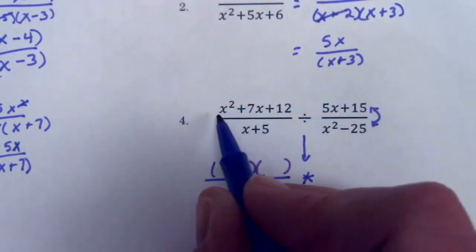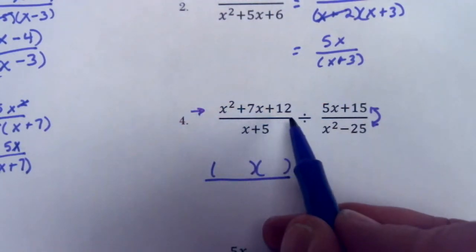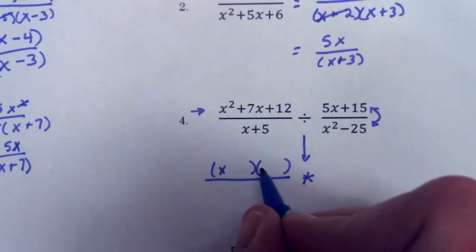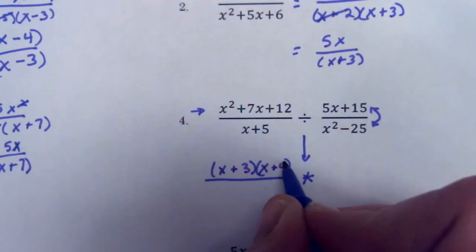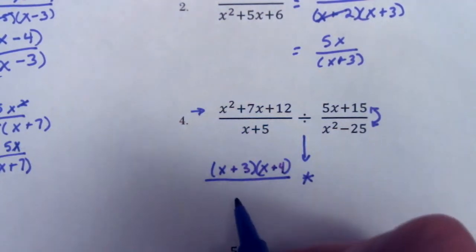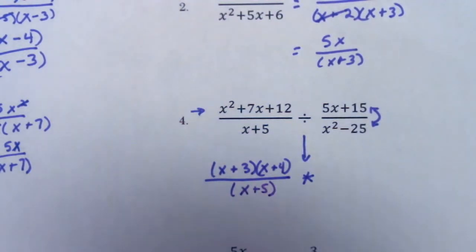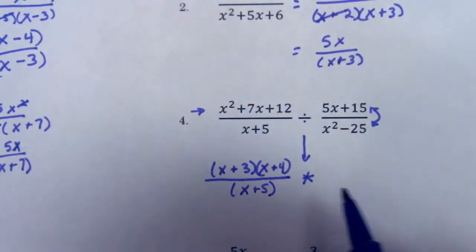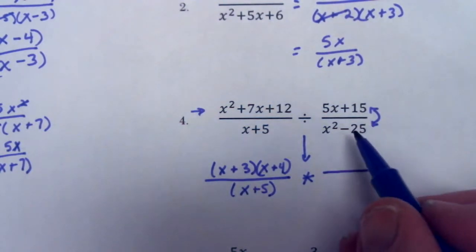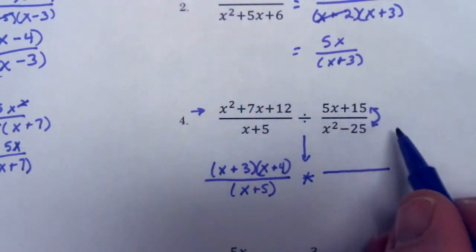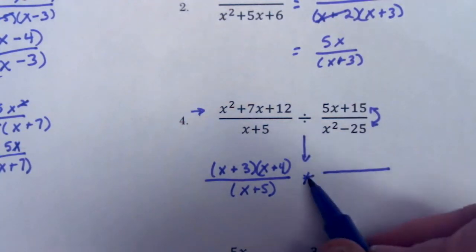Factoring the numerator here, that x squared plus 7x plus 12. Put the x's in, then two numbers that multiply to be 12 and add to be 7 are 3 and 4. So that factors into x plus 3 times x plus 4. In the denominator, I'm still going to have an x plus 5. See how I add the parentheses? It reminds you that the x plus 5 represents one number altogether. Now, I'm dividing by 5x plus 15. It's going to go on the denominator because I'm changing it from division to multiplying.